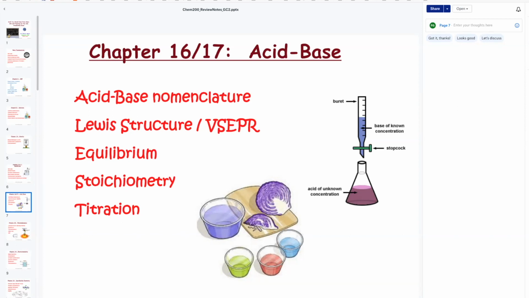You need to know Lewis structure because you need to see how willing that hydrogen is to be easily popped off from the molecule. And if you know a little bit about the structure, you know exactly why some chemicals are more acidic than others. You need to bring in equilibrium from the previous chapter. You also need to know a little bit about stoichiometry. And then titration. You guys covered titrations in general chemistry. We will be doing it more here.